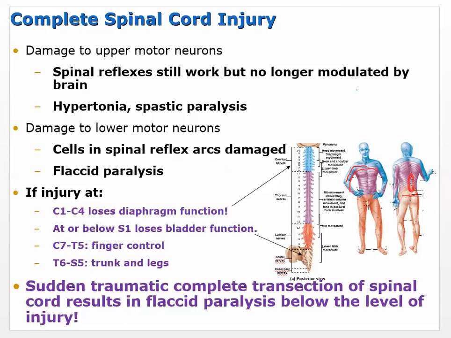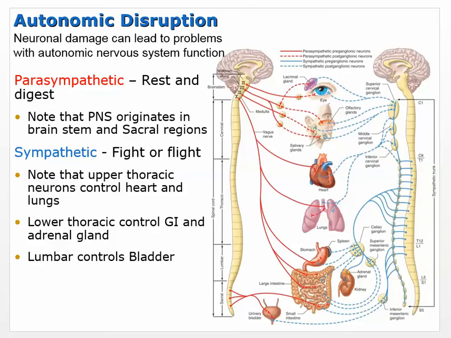And so that's going to be your lower extremities, your trunk and your legs. Okay. So again, I mentioned this already, but sudden traumatic complete transection of spinal cord results in flaccid paralysis below the level of injury. So that's not quite as complicated.